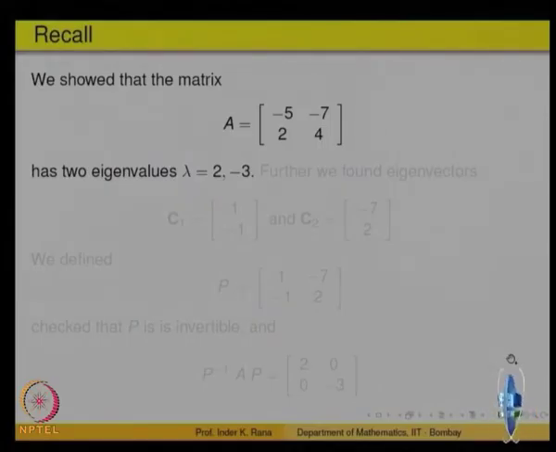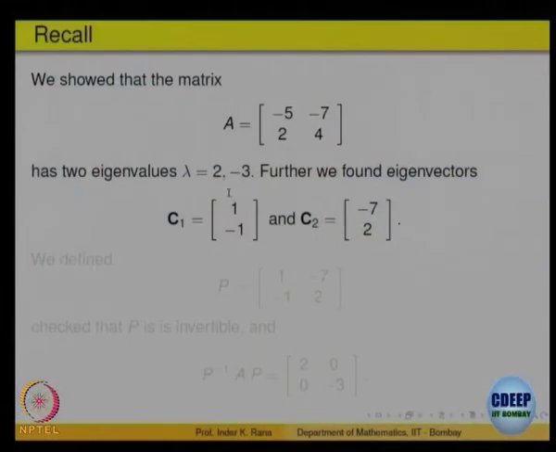We had taken a matrix A as shown, with first row minus 5, minus 7 and second row 2 and 4, and we showed that it has two eigenvalues, lambda equal to 2 and minus 3. For each one of these eigenvalues, we found an eigenvector: C1 is the eigenvector for the eigenvalue 2 and C2 is the eigenvector for the eigenvalue minus 3. And finding these eigenvectors is essentially solving a system of linear equations.